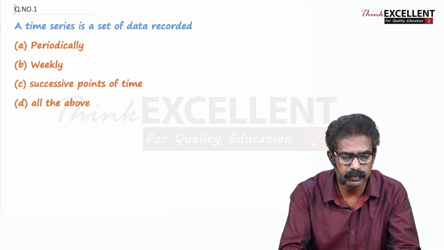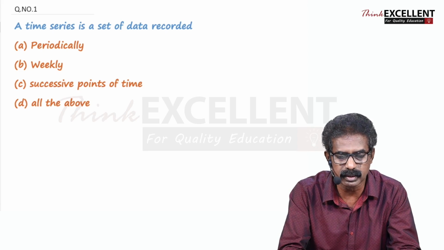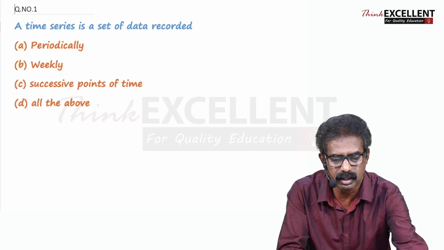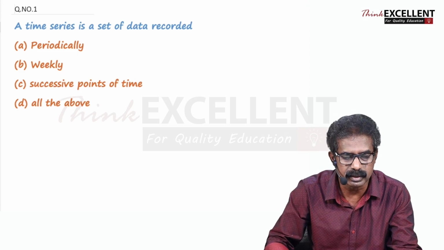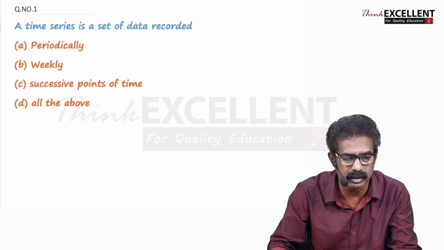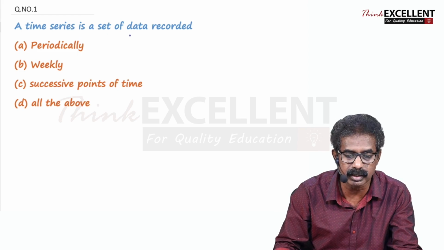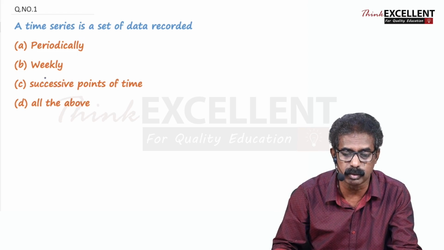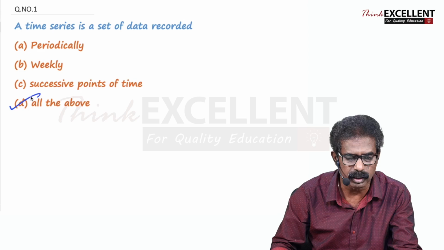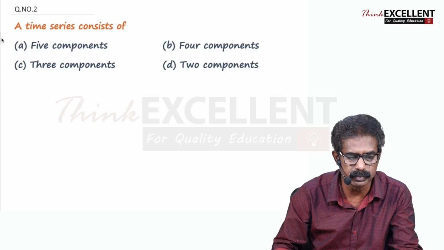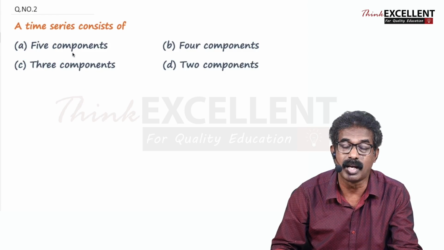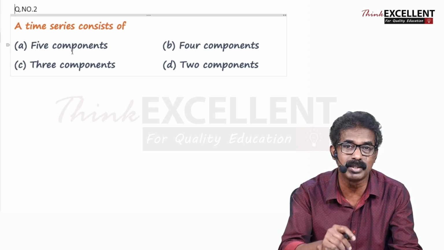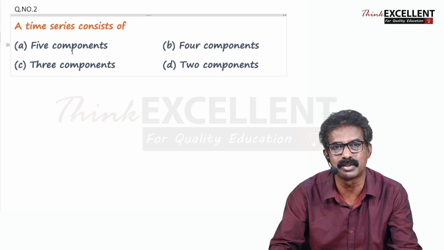The first question: a time series is a set of data recorded periodically, weekly, at successive points of time. Here everything is correct, so the correct option is all the above. Next one: the time series consists of how many components? Not only knowing how many, but what the components are is important, for 2 mark, 3 mark questions you need that also.